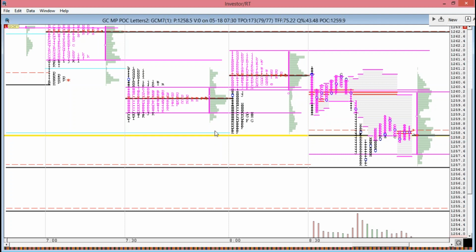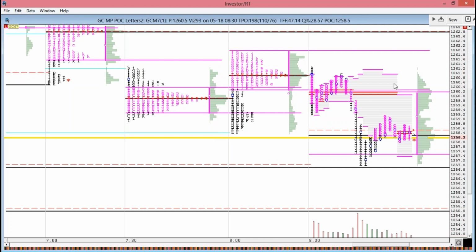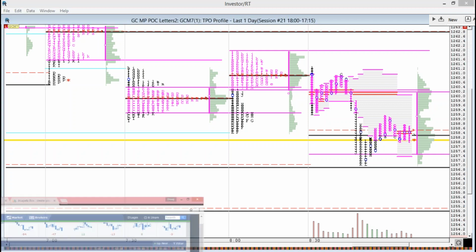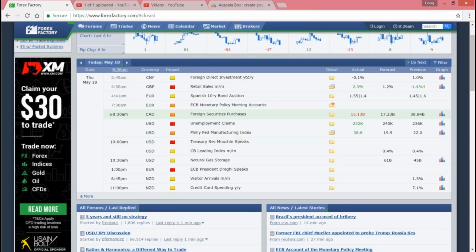The best way to trade news is based on a three-wave pattern. Now I traded the news on gold this morning, and basically the news came out right here. Let's just take a look at what the news was. At 8:30, foreign securities came out, expected 17.23 billion, came out at 15.13 billion for Canada, and then unemployment, which was the big one, came out as a beat. Good unemployment should give a spike in the equities and a drop in the metals, and then Philly Fed came out better than expected as well.